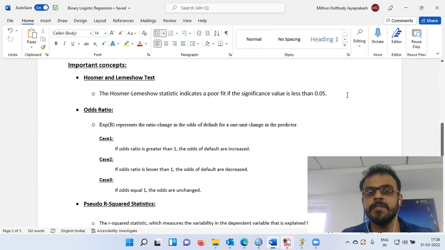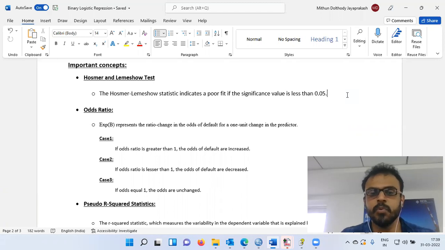When you look at the p-value for the Hosmer Lemeshow test, and if the p-value is smaller than 0.05, what does this mean? It means that there is a poor fit. So what we expect if we were to observe a good fit is for the p-value to be bigger than 0.05. So in binary logistic regression model, we check the Hosmer Lemeshow goodness of fit measure. This is the first thing that we need to keep in mind.